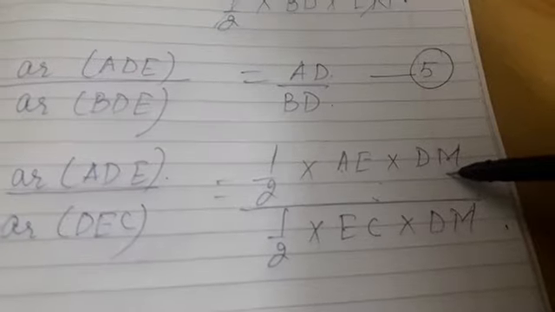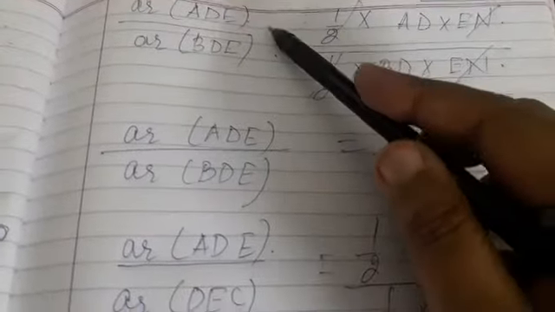Area of DEC is half into EC into DM. So I have substituted over here, you can check. You know why I have taken over here half AD into EN, and here I have taken half AE into DM, because both are the areas of triangle ADE. As I told you before also, whichever we want, we can use it in the respective places.